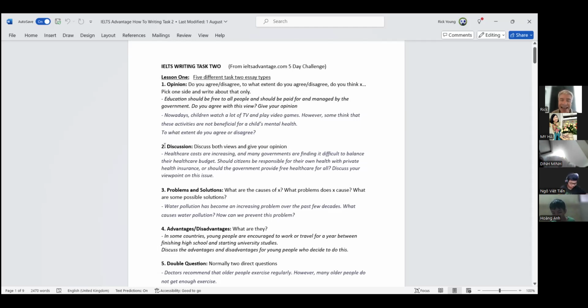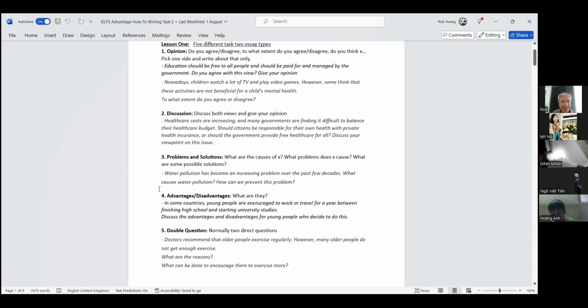Discussion essay, again, 4 paragraphs. Introduction. Then your first body paragraph, you give one side of the argument. Your next body paragraph, or paragraph 3, will be another side of the argument, then a solution. Advantages, disadvantages. Again, this is quite a simple structure.